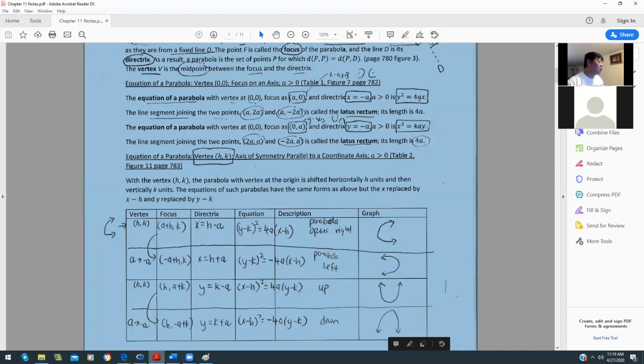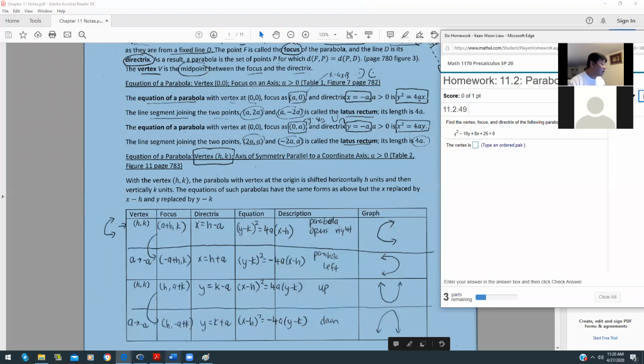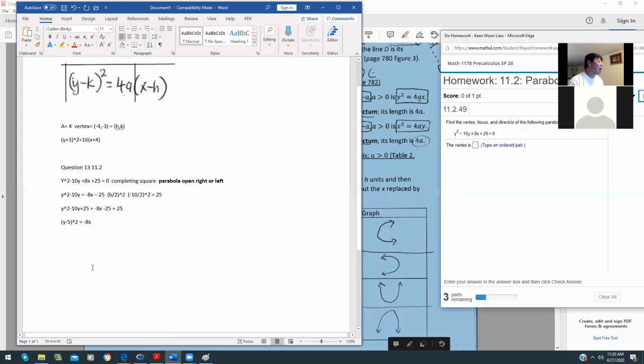So what you need to do is you have to do a little bit of factoring here. How do we factor in this case? You factor the 4 out. So in this case, you will get y minus 5 squared equals 4 times negative 2x, because negative 8 is 4 times negative 2. So we know in this case that your a is negative 2.